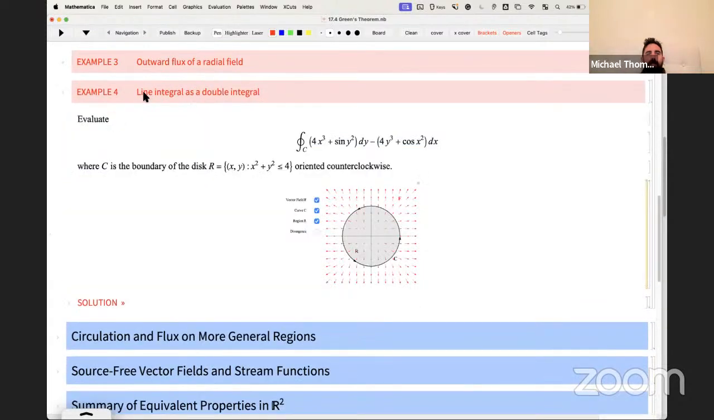All right, let's try another. This one looks super ugly, but actually it's just because it's expressed in a different form. So we're going to evaluate this integral. Do you guys remember what that little circle means on the integral sign? What does that mean?